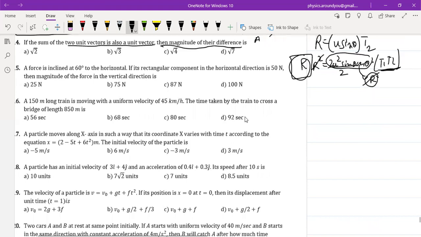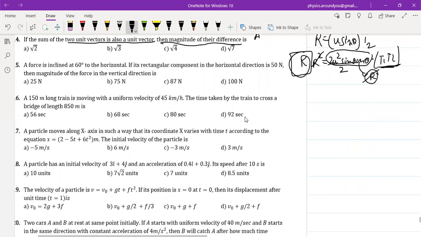Next, if the sum of two unit vectors is also a unit vector, then what is the magnitude of their difference? Okay, so what we do is this. First, we find out the angle between the two unit vectors. One unit vector, other unit vector, third unit vector. The situation is something like this. This is the resultant. These are the individual vectors A and B.